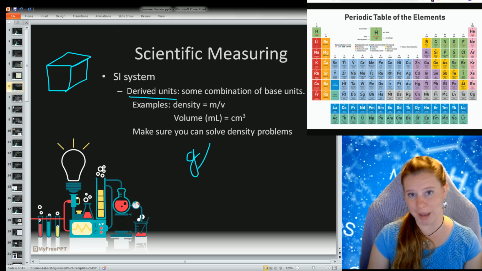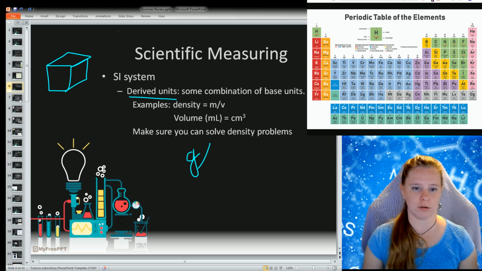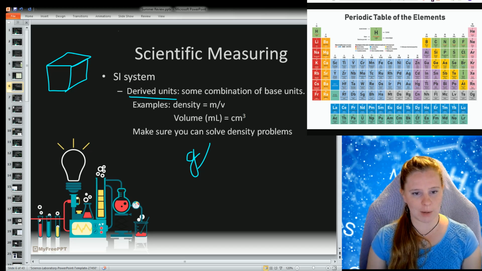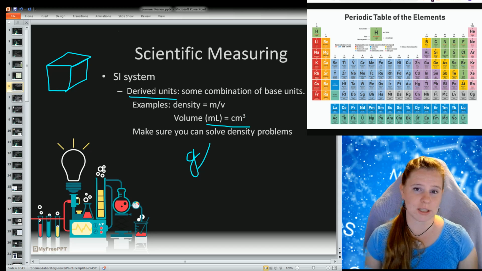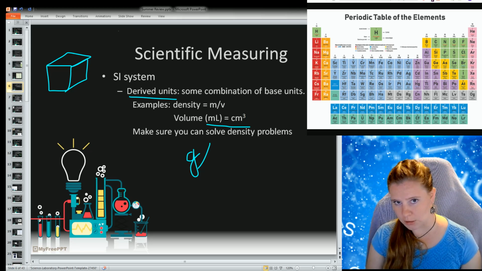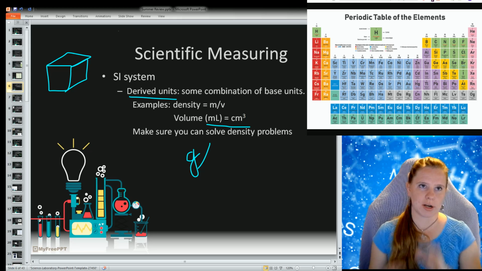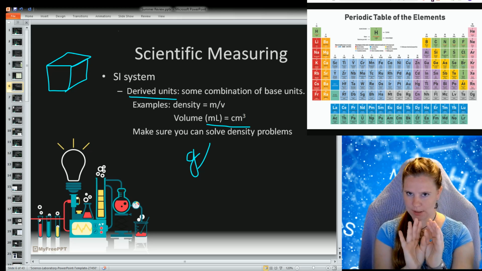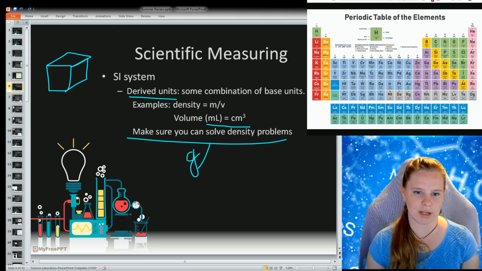We don't actually have a base unit for volume. The base unit for volume is you take meters and you cube them. We do tend to call it either the milliliter or the liter. 1 milliliter equals 1 cubic centimeter. So there's something you should know. Typically, milliliters and liters are used for liquids, and cubic centimeters or cubic meters are used for a solid object. But really, as far as the amount of space that encompasses, it's the same amount of space, if that makes sense. And so make sure you can solve density problems.